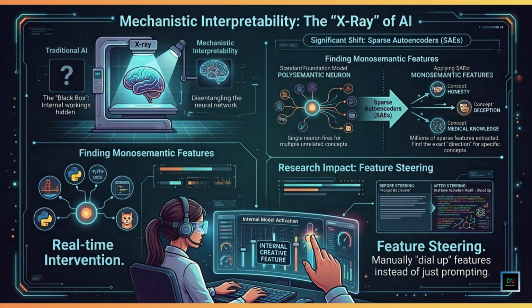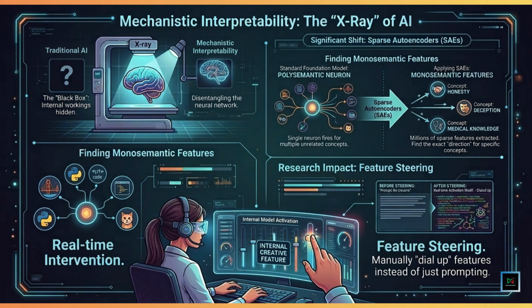For years, the internal workings of foundation models were a black box. We are now successfully disentangling these neural networks. In a standard foundation model, a single neuron might be polysemantic, meaning it fires for multiple unrelated things like the Golden Gate Bridge and Python code. By applying sparse autoencoders, we can extract millions of sparse features that are monosemantic.